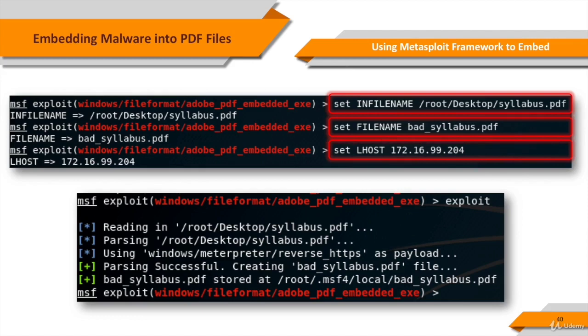If you choose a reverse HTTPS Meterpreter payload like me, set the IP address of the listener, LHOST. Set the listener port, LPORT, if you don't want to use the default one. And when you're finished setting your options, you can use the exploit or run commands to generate the file.